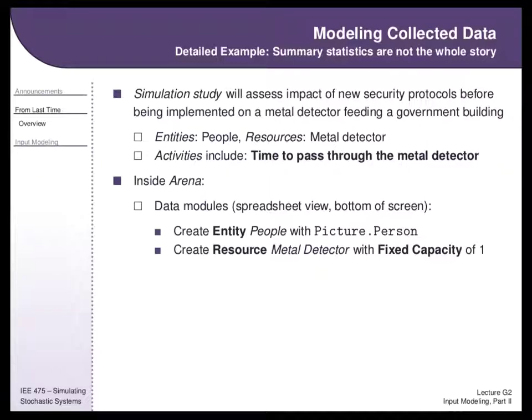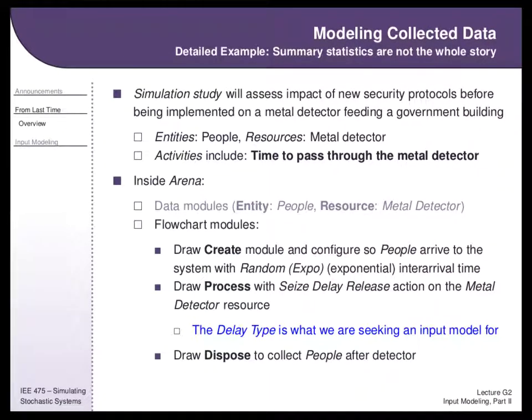So inside Arena, I create an entity, maybe called people, and maybe I put a little picture on it, and I create a resource called metal detector with a fixed capacity of 1. Just as a reminder of the recipe here, in the flowchart modules, I then grab a create module to create those entities, which will be associated with people. And then I get a process that is configured as a seize, delay, release, which will be associated with the metal detector. And the delay type is what I'm interested in building a model for. So how long do people take to walk through that metal detector?